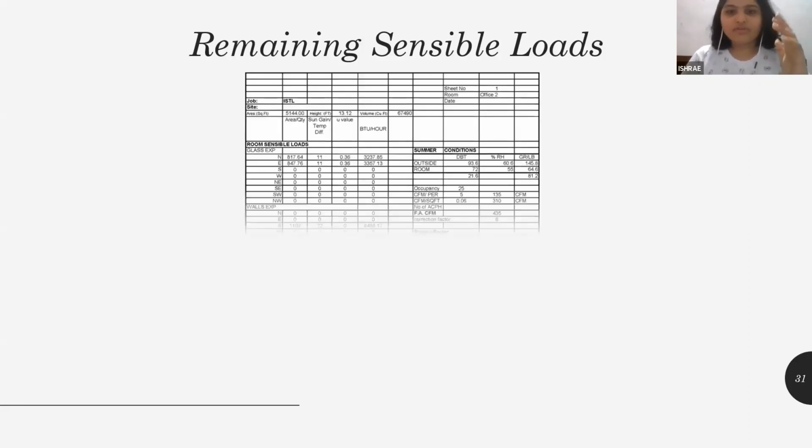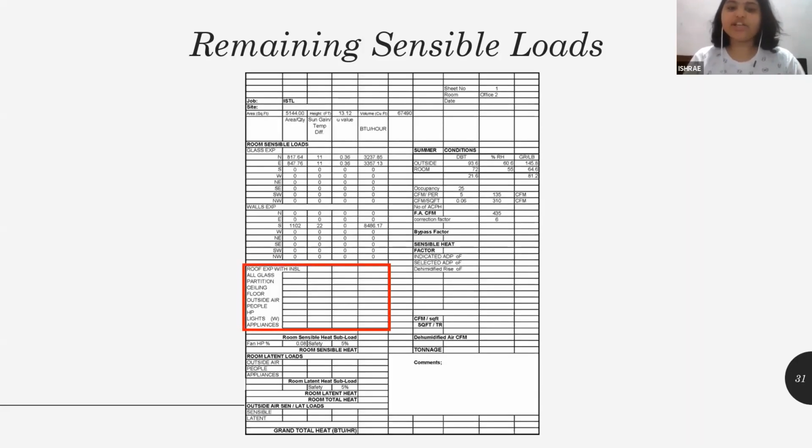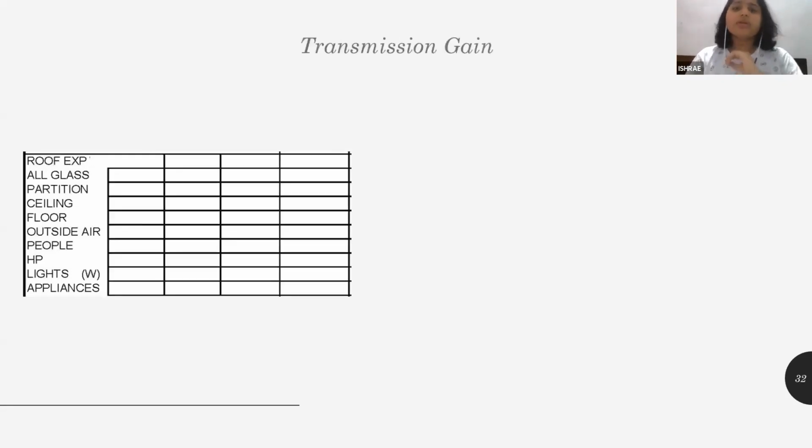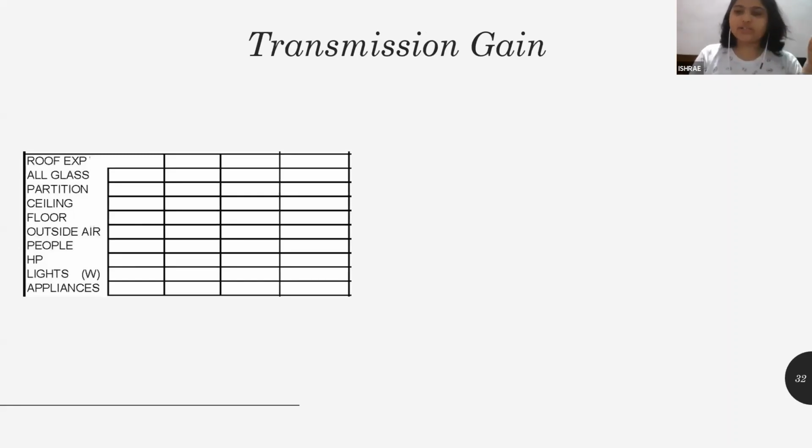So here is the chart. These factors affect the sensible load in your room. It includes your roof, if you are on the top floor, it includes all glass, it includes partition, the partition on the left hand side that I was mentioning about, the ceiling, the floor, people, outside air, meaning the infiltration outside air, and the motor, no matter how many HP the motor is, the lights, and appliances, and all these factor into your sensible load. So now we are going to calculate these sensible loads one by one.